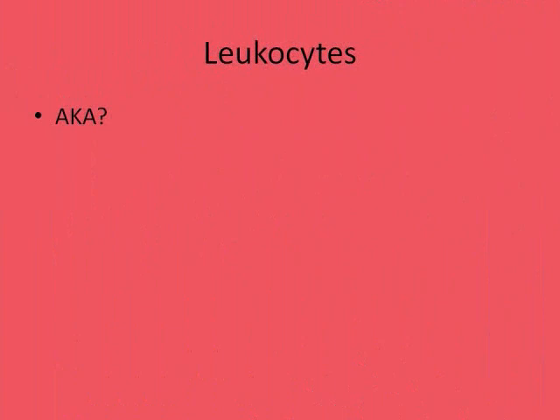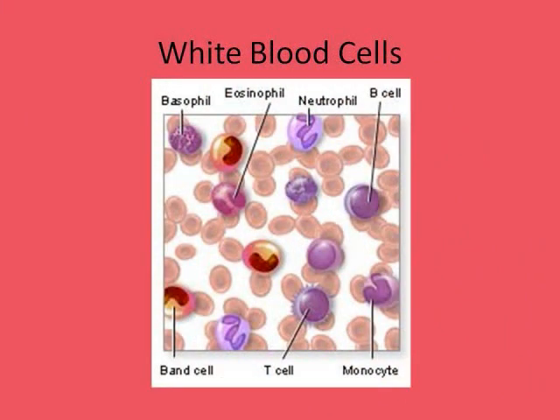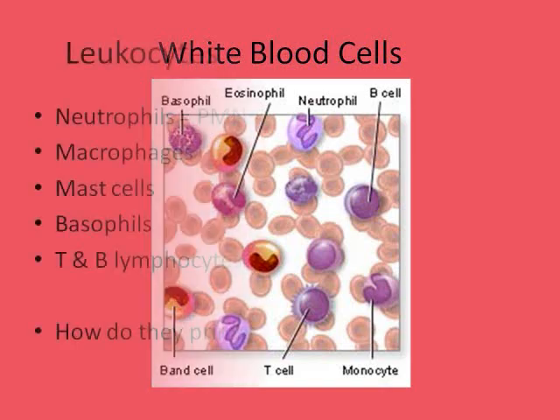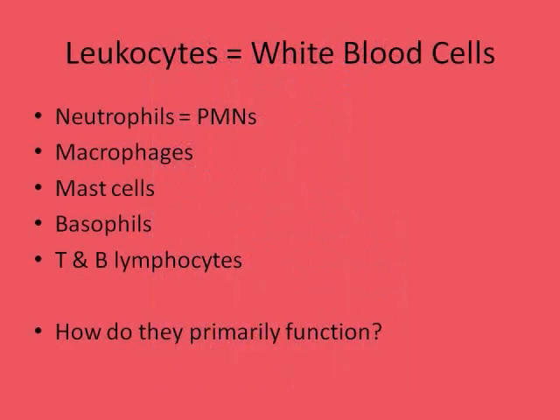What are leukocytes? Leukocytes are big in the discussion of inflammation. There are many different types of leukocytes. Leukocytes are white blood cells. That's the major name for all of this group. And they include neutrophils, or polymorphonucleocytes, macrophages, mast cells, basophils, and the T and B lymphocytes, which play a big part in immunity. They're actually white blood cells.